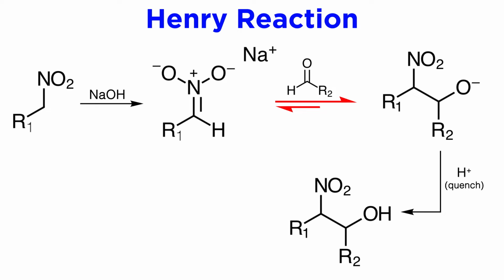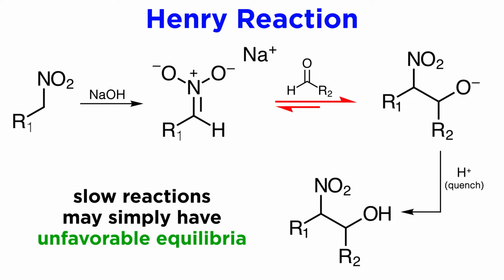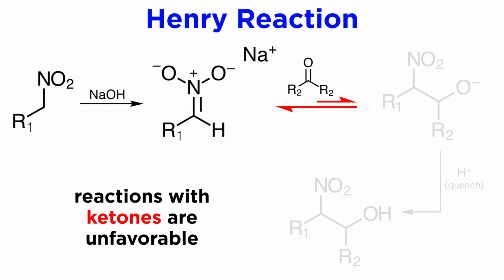We must also keep in mind that the reaction is readily reversible, with this product going back to the nitronate and aldehyde, and nitroaldol reactions that seem slow are often simply hindered by unfavorable equilibria. For example, Henry reactions with ketones can be unsatisfactory or even impossible due to the fact that the equilibrium lies in favor of the nitronate and the ketone.